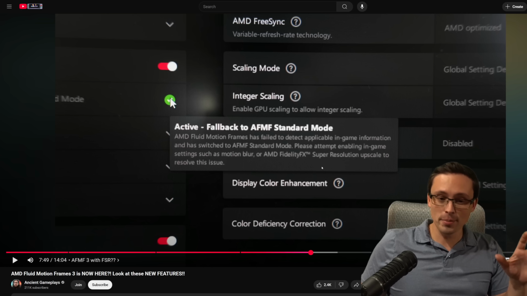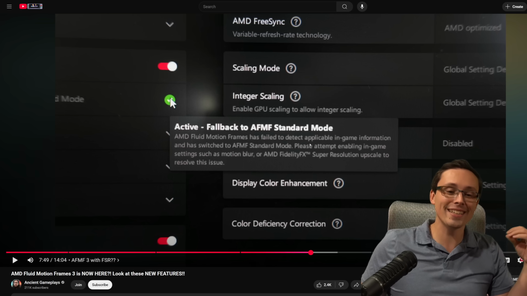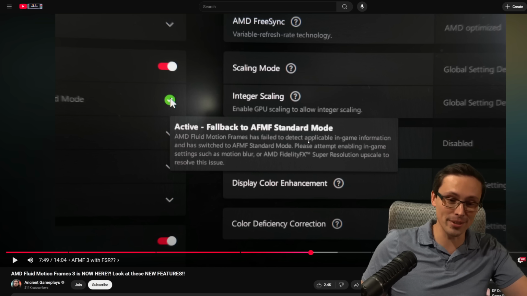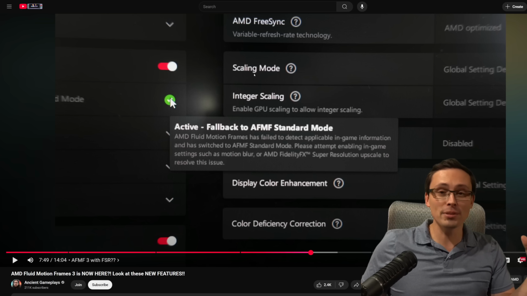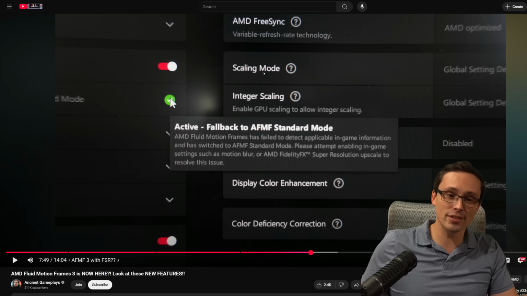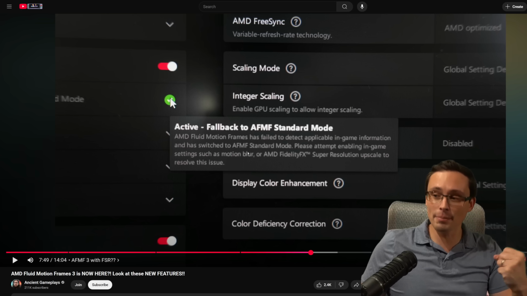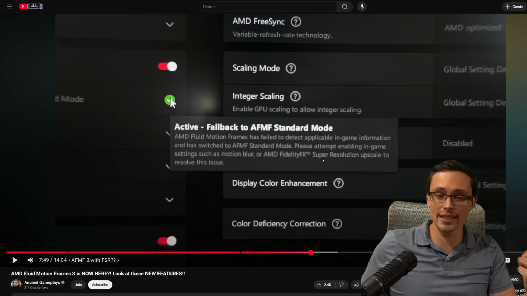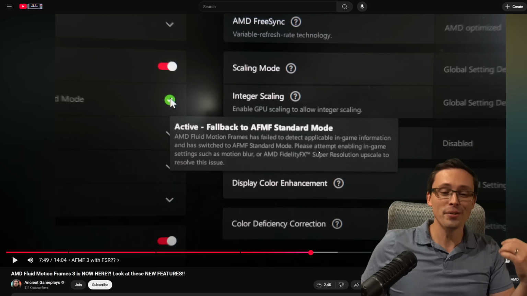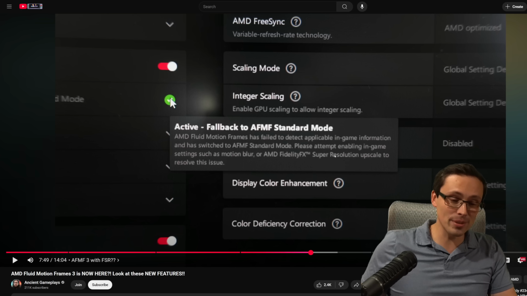So again, to be 100% clear, you can't actually use the enhanced mode right now. It doesn't work. That'll be coming in a future driver update. But by using this text, we can infer that that's what it's going to be doing. So AFMF will be able to become a much higher quality driver level frame generation by accessing in-game data, by intercepting the information coming out of things like FSR Super Resolution within the game. And I think that's really cool.